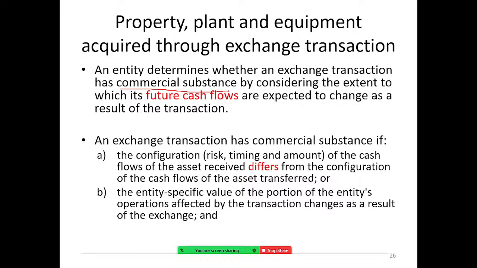But in case, say for example, after the exchange of the asset there is no significant change, no significant difference in cash flows, in that instance we can say that there is no commercial substance, or it lacks commercial substance, because after the exchange and before the exchange the cash flows are not significantly different. In that case, there is no commercial substance.